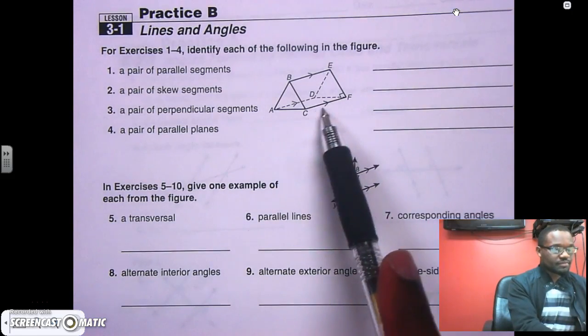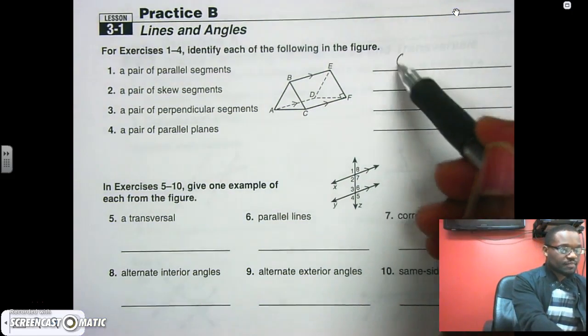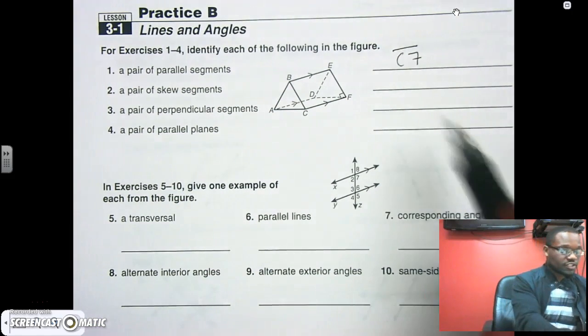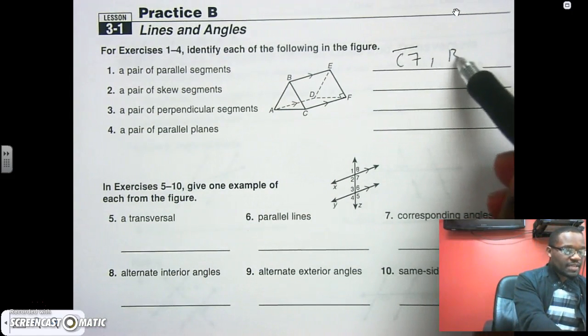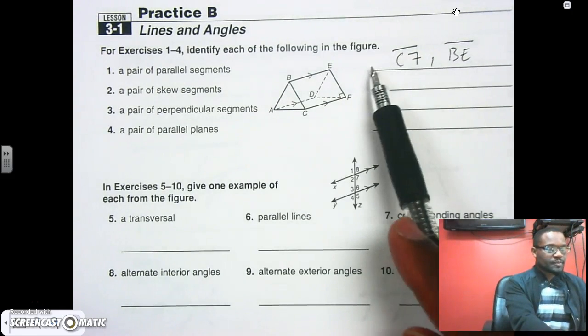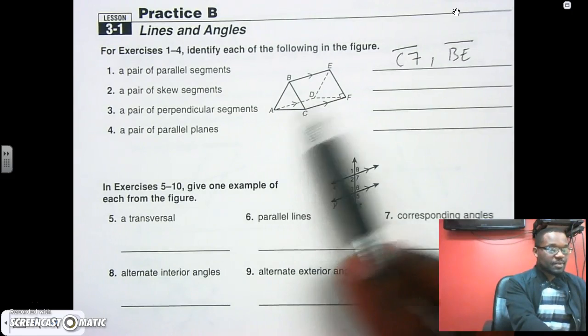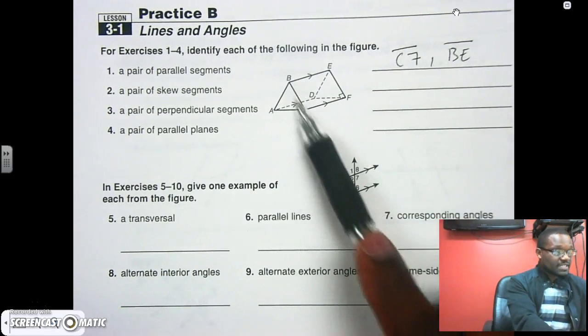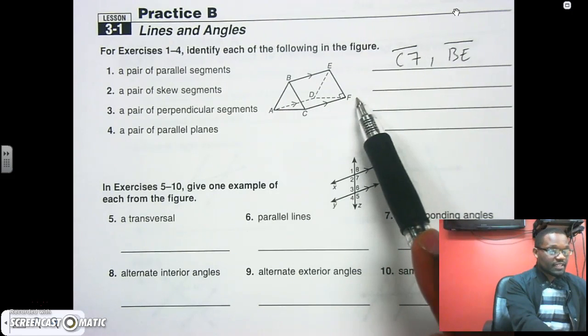You have segment CF here, CF, and I write my F's backwards, so hush. And you have BE. That's an example of some parallel segments. But AD is also parallel to those two. A different set of parallel segments would be BC and EF. They're parallel.